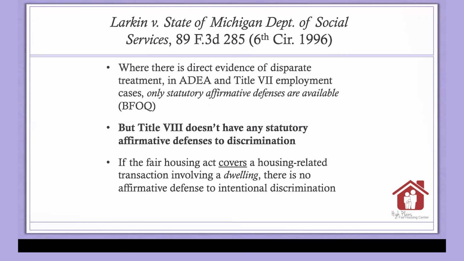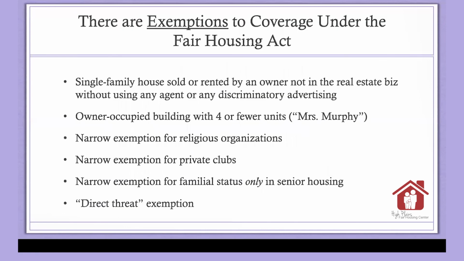Title VIII of the Civil Rights Act of 1968, which is where the Federal Fair Housing Act is codified, does not have any statutory affirmative defenses to intentional discrimination. If the Fair Housing Act covers a housing-related transaction involving a dwelling, there's no affirmative defense for intentional discrimination. That's an important point made by the Sixth Circuit in this case.